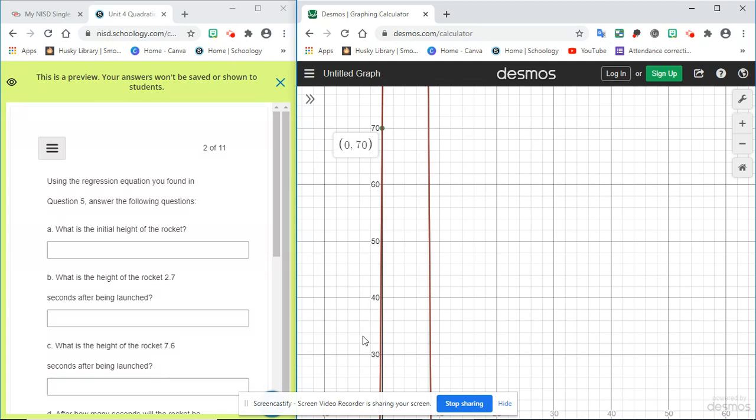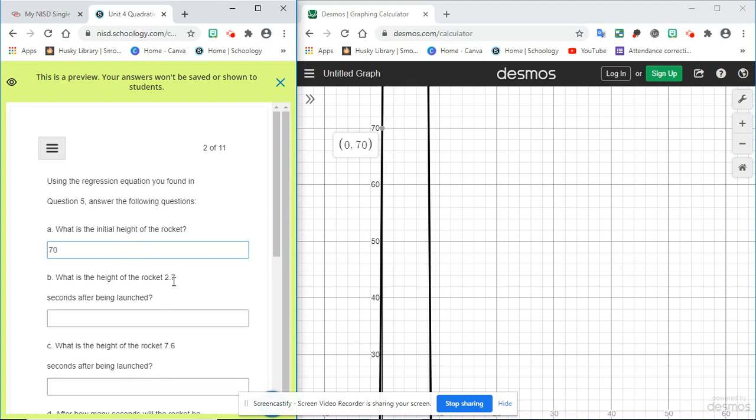Remember, anything below that on the left is the negative numbers. None of those numbers matter. Like negative 0.2, we don't have negative time, right? We don't have negative distances, so we're not going to worry about that. We start here at 0. That's what we want to know. So the initial height of the rocket when time is 0 is 70 feet.